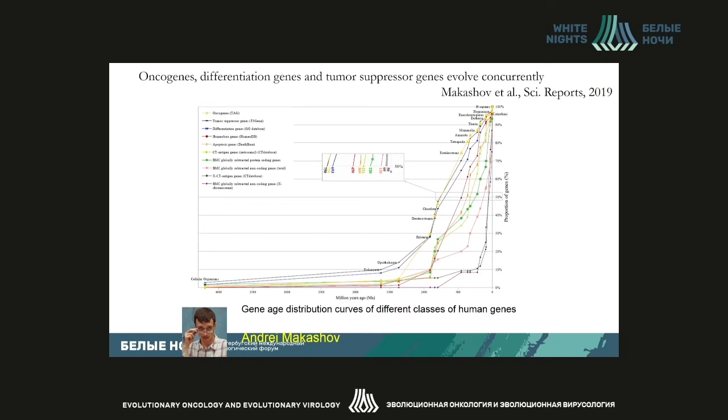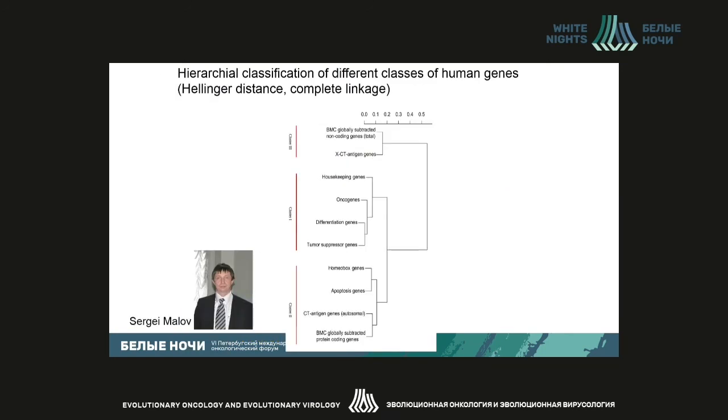In the paper that was published last year, it was shown that, in fact, three classes of genes, oncogenes, suppressors of tumor cells and differentiation genes, evolve parallelly. This slide shows this, and the next slide shows class 2-1, which involves oncogenes, suppression genes, and housekeeping genes. We show that oncogenes evolve parallelly to differentiation genes. The processes of oncogenesis and evolution run parallelly.